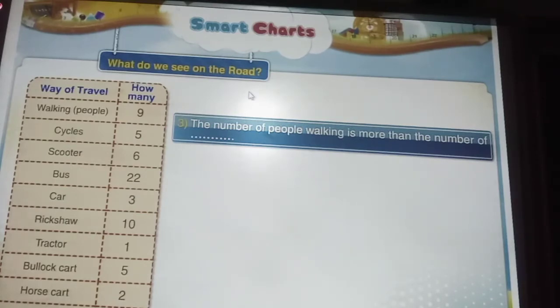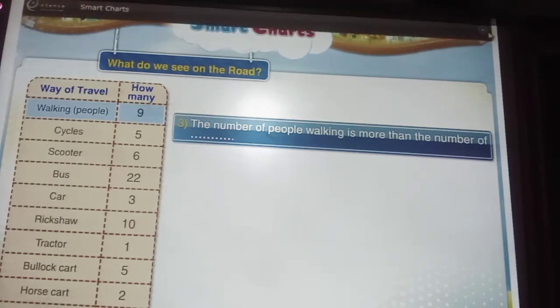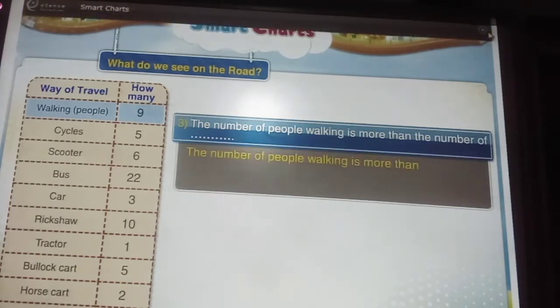3. The number of people walking is more than the number of dash. The number of people walking is more than cycle, scooter, car, bullock cart.